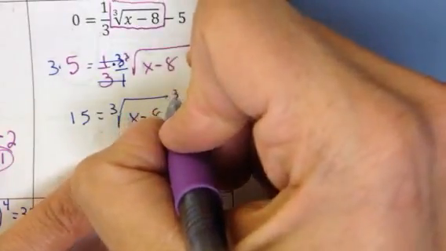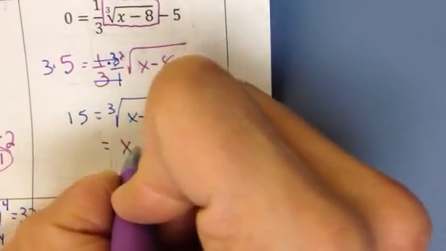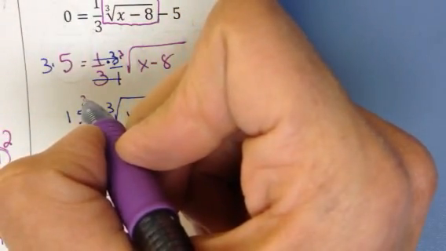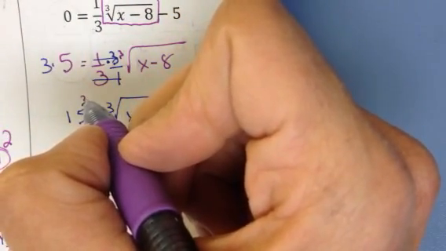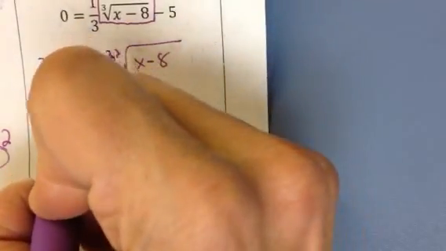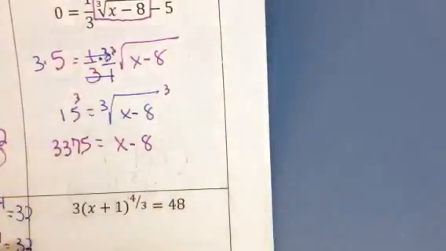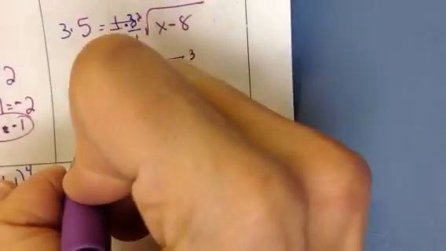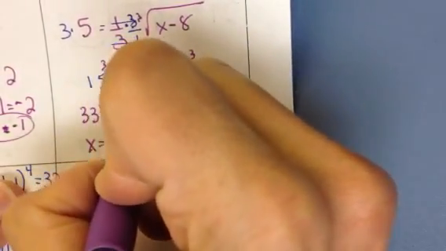And now that I've isolated the radical, I'm going to get rid of the radical. So if they cube root it, I'm going to cube it. And those 3 basically cancel each other out, so I'm left with x minus 8. Then I'll cube 15, and I'll use my calculator for that. And I get this number. And now to get x by itself, I'm just going to add 8 over, and my answer is 3,383.